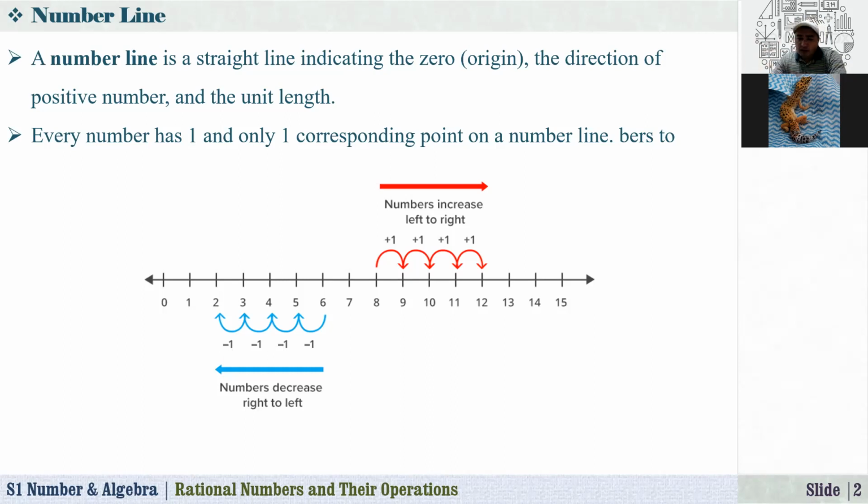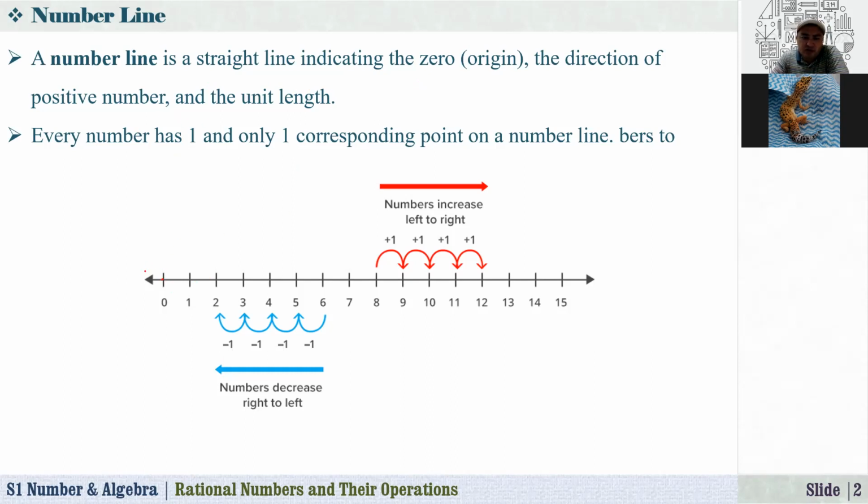So now let me draw one straight line. Let me plot one point here. Let's say it is 0 here. To the left, I can continue: -1, -2, -3, right? After that, we can mark our numbers. Here we have 0, 1, 2, 3, 4, 5. Between every two numbers, we call this a unit length. So a number line is a straight line indicating the 0, the origin, the direction of positive numbers, and the unit length.